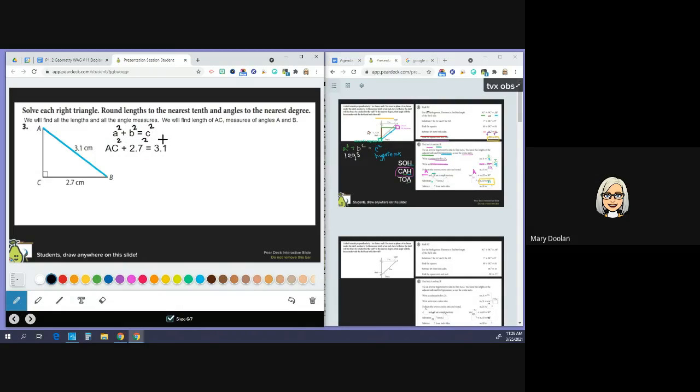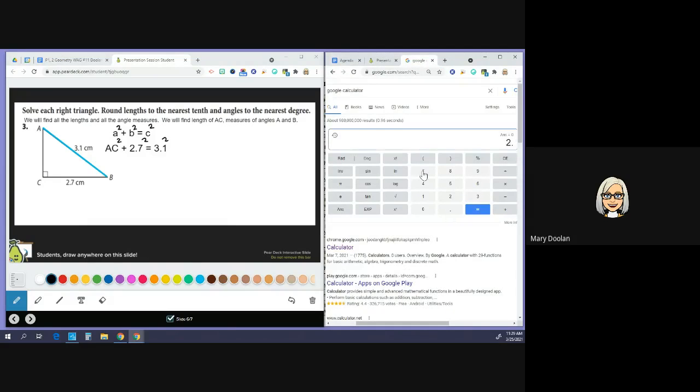Squared, squared, squared. It's very similar to what we did in the last one. We're going to square what we can. On the Google calculator, if you want to use the squared button, you have to click this x to the y power, and that gives you a little exponent box, and you can put a 2 in there. That's one way to do 2.7 times 2.7. You could also just type in 2 7/10 times 2 7/10.